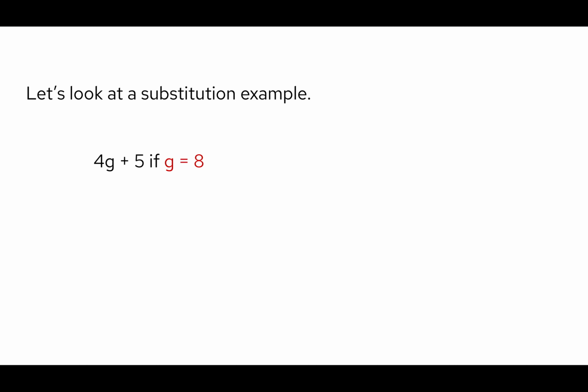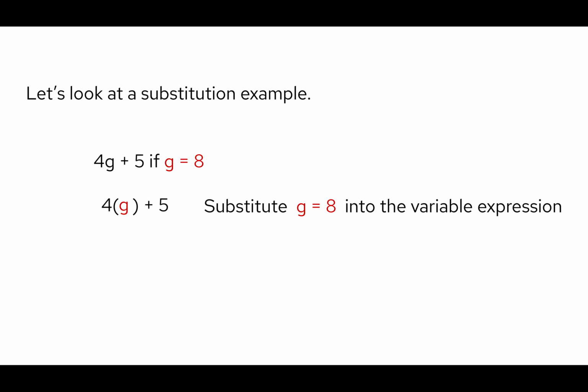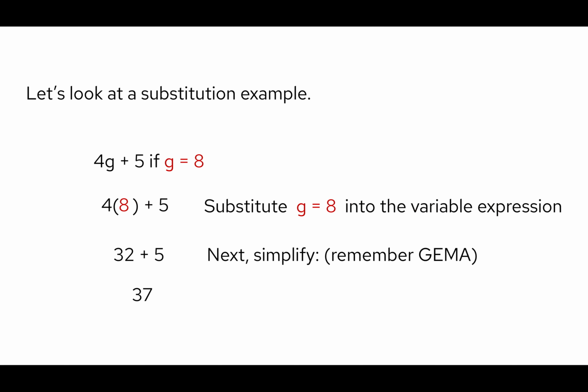We have the expression 4g plus 5 if g equals 8. So we're going to substitute g for 8 into the variable expression. So 4 multiplied by g plus 5. We replace the g with the number 8. And now we're going to simplify. Remember GEMA, so we need to multiply before we add. So the product of 4 and 8 is 32, and the sum of 32 and 5 is 37. So that would be what the expression 4g plus 5 equals if g equals 8.